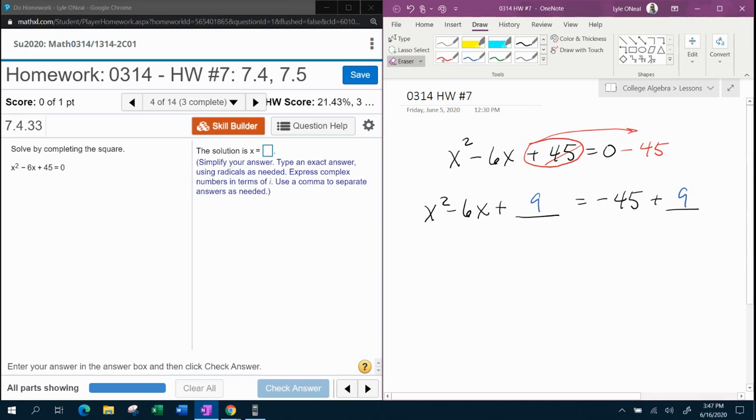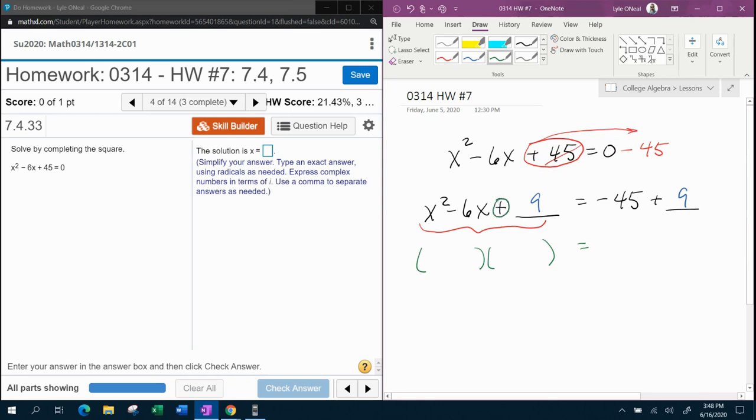Now then, why do we call it completing the square? It's because this 9 that we came up with here to create a new standard trinomial, when I go to factor it, the factors will be identical. This is going to be a perfect square trinomial.